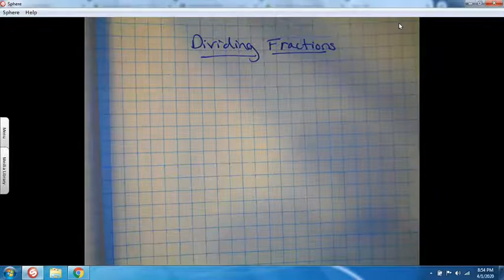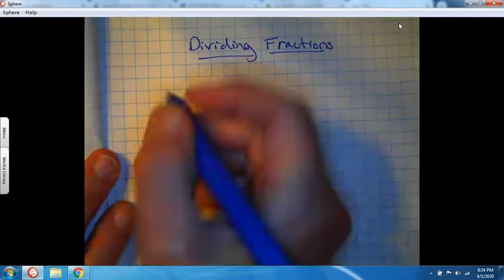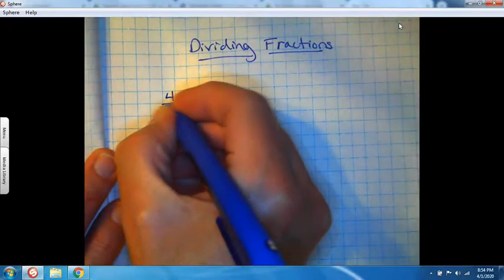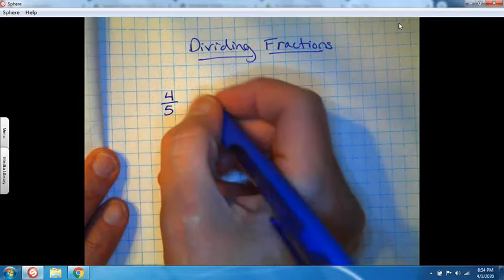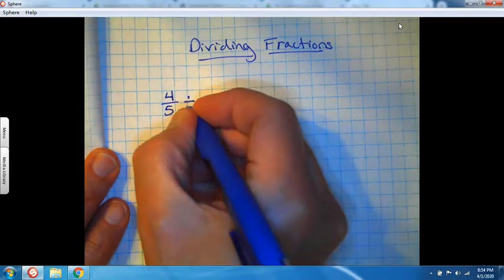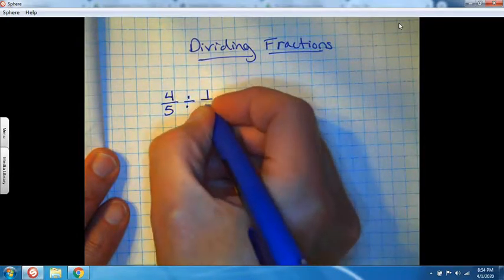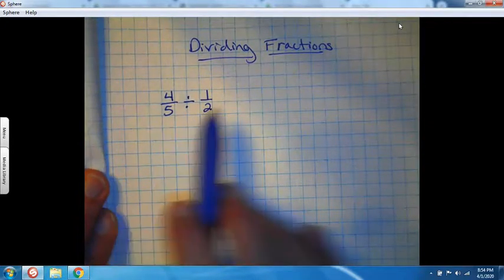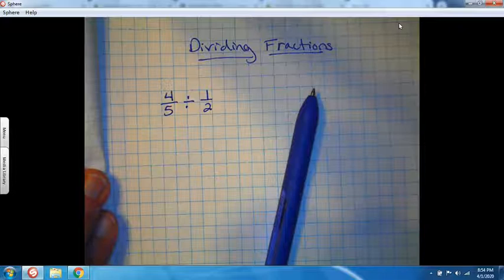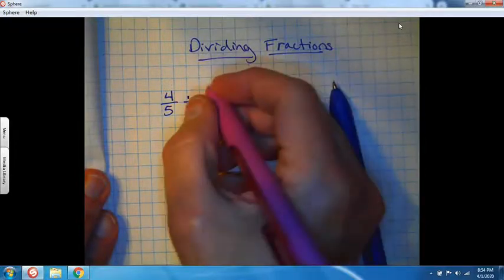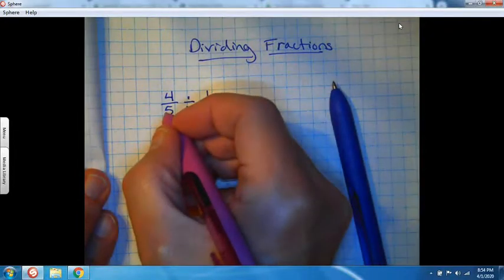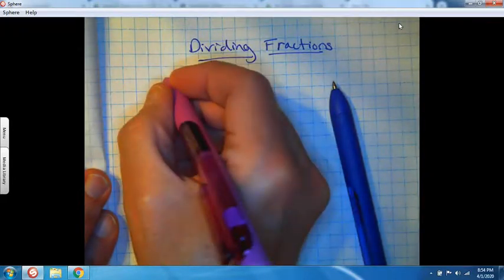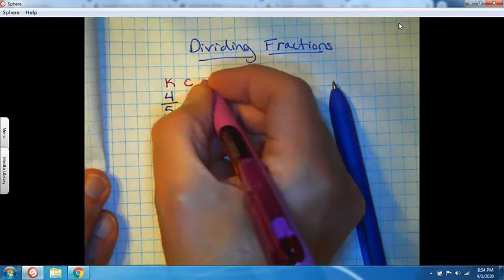Okay, so when you are dividing fractions, we hate to divide, so I give you permission not to divide, and I would like you to multiply. So here's problem number 1. 4/5 divided by 1/2. We hate to divide, so don't. Get out your magic wand. You're going to keep, change, flip. Okay, so keep, change, flip.